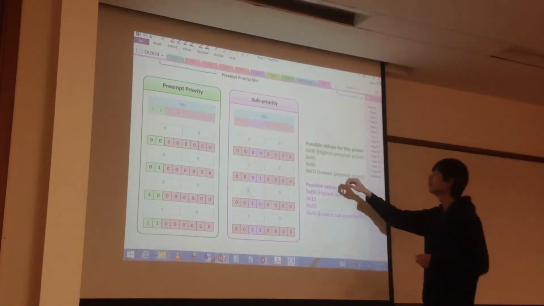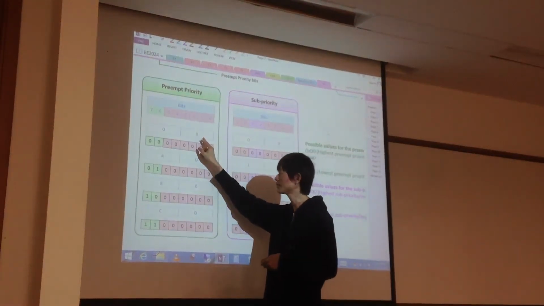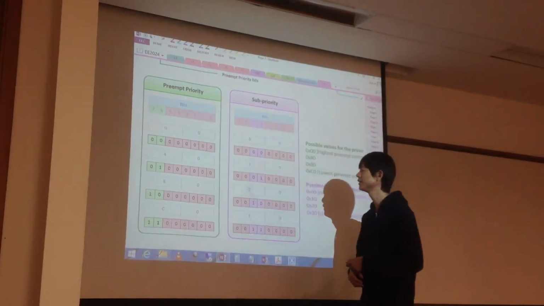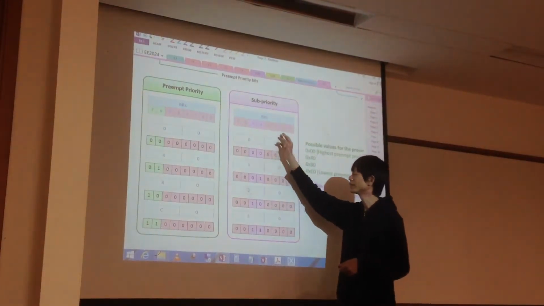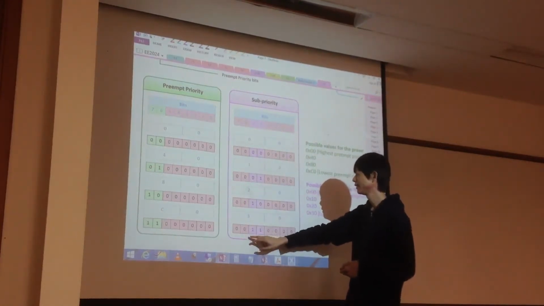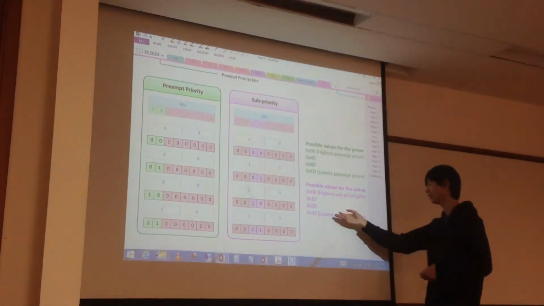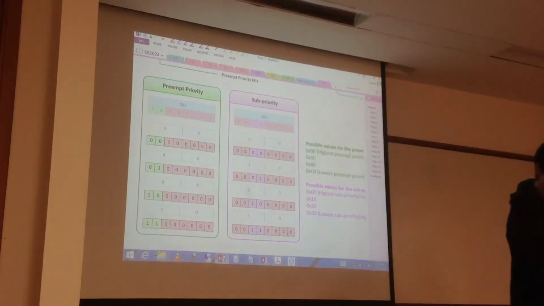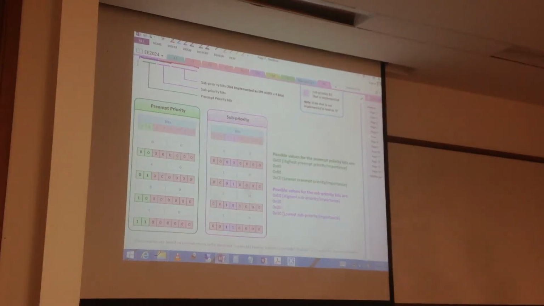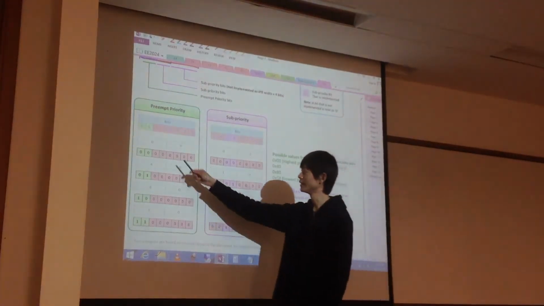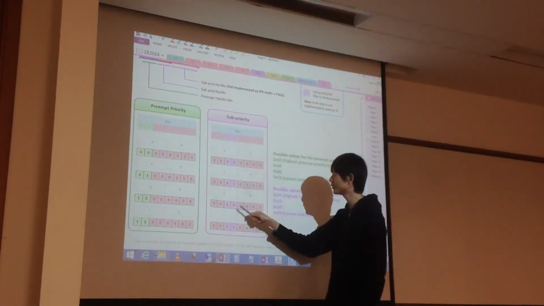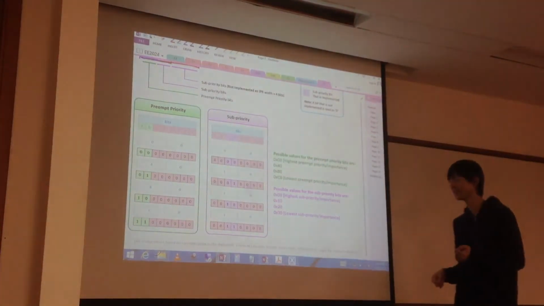So, 0, 0 has the highest priority, C0 has the lowest priority. Similarly here, for sub-priority, 0, 0 has the highest importance, 1, 1 has the lowest importance or lowest priority. Now, these are the possibilities, right? 0, 0, 4, 0, 8, 0, C0. 0, 0, 1, 0, 2, 0, 3, 0 when you convert it to hexadecimal.